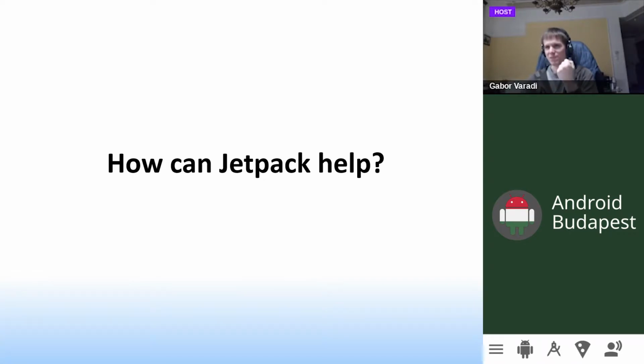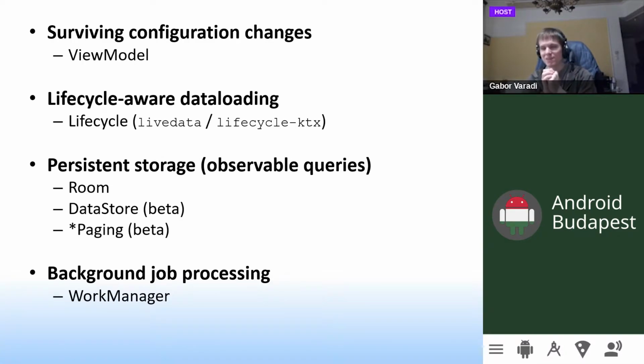How can Jetpack help us? Well, with surviving configuration changes and storing the data, we can use ViewModel. It is kind of the only way now to handle keeping data alive across configuration changes without using something that's deprecated, because you used to be able to use the last custom non-configuration instance, but that's deprecated. You could use retained fragments, but that's also deprecated, so only ViewModel remains.